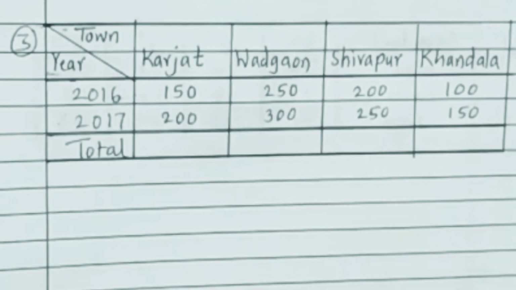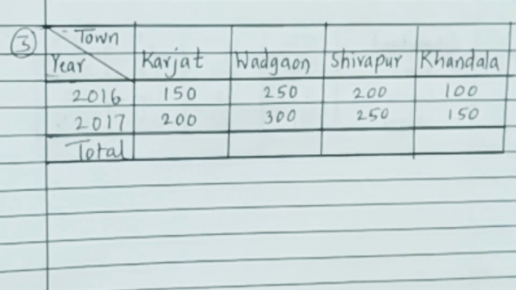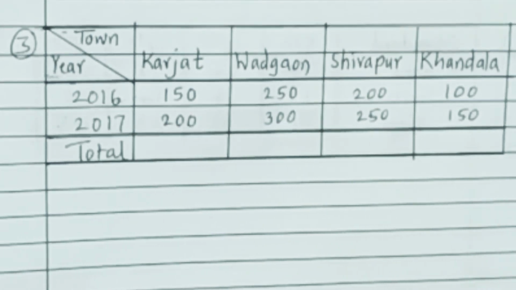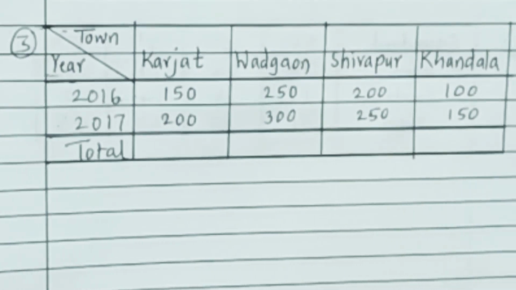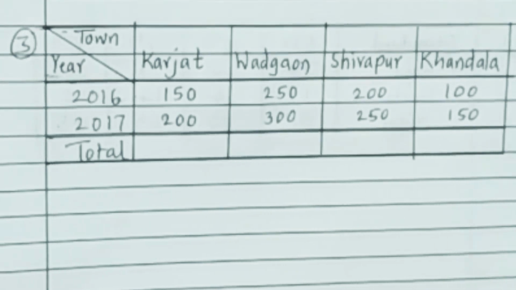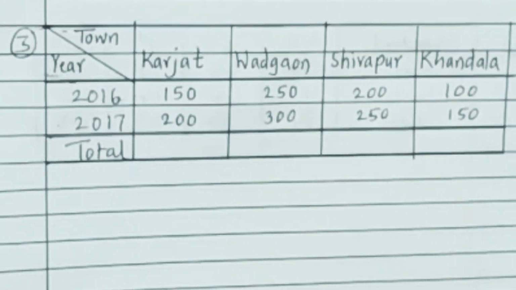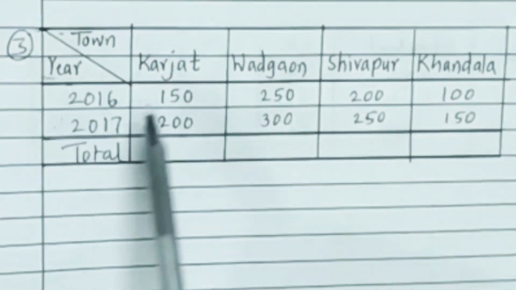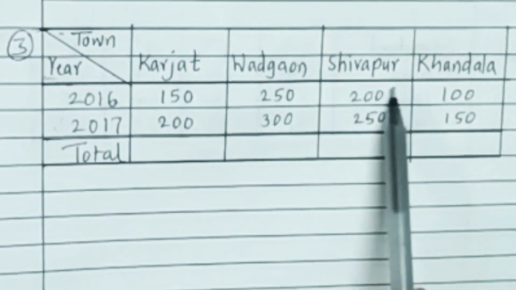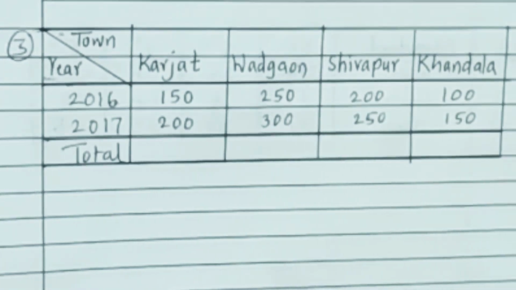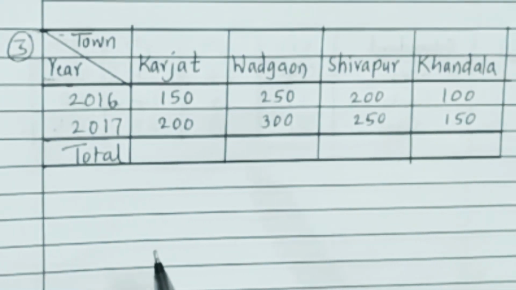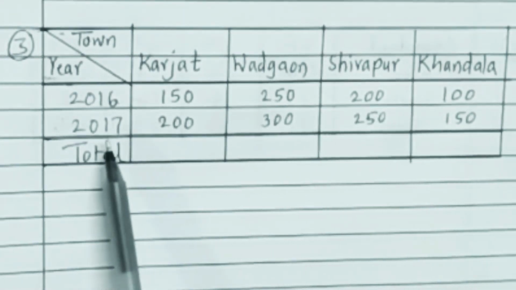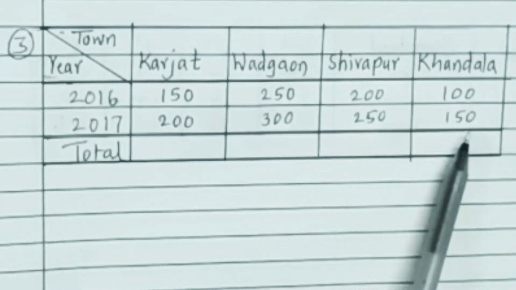Third example: in the following table, the number of saplings planted in the year 2016 and 2017 in 4 towns is given. Show the following data with the help of a subdivided bar graph. Now here, the first row shows the towns Karjat, Vadgaon, Shivapur and Khandala, and the saplings planted in the year 2016 in the second row and 2017 in the third row.